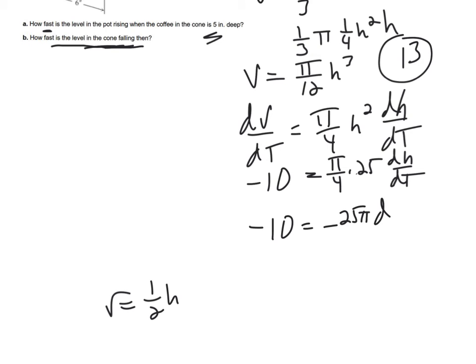So 25 pi over 4 times dh/dt. So I'm going to divide -10 by -25. Where is that negative? It's positive. I knew it should be negative. I knew the height should be negative. The dh/dt should be negative because it's decreasing. So I'm dividing by 25 pi over 4, which is the same as multiplying by 4 over 25 pi.